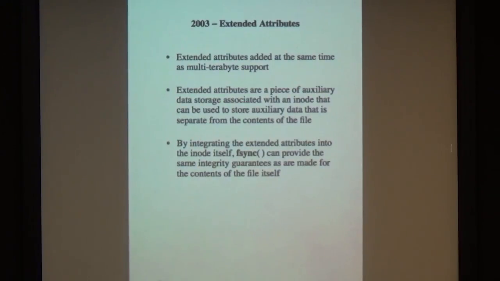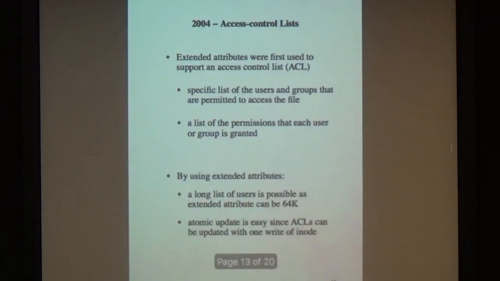Okay, so the extended attributes then got added actually when we did the rev to go to the 64 bits. The benefit of also having it in the same inode is that they update atomically with fsync. So when you fsync the file, the contents of the file and the attributes all get synced in one go. So this then gave us the ability to do the full access control lists.